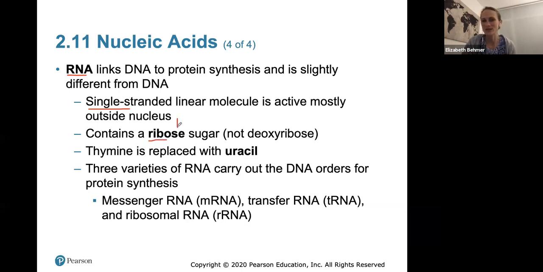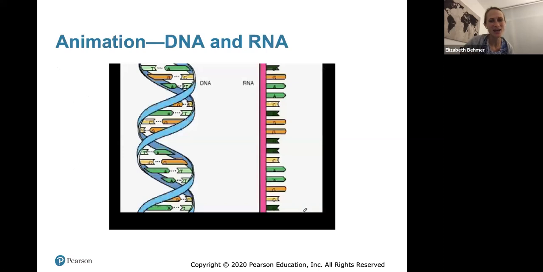So that's what gives it the R in RNA. It's ribonucleic acid. DNA is deoxyribonucleic acid. And the bases in RNA, instead of having thymine, thymine is replaced with uracil. There are three variations of RNA, which we will get to in the next chapter: mRNA is messenger RNA, tRNA is transfer RNA, and rRNA is ribosomal RNA.